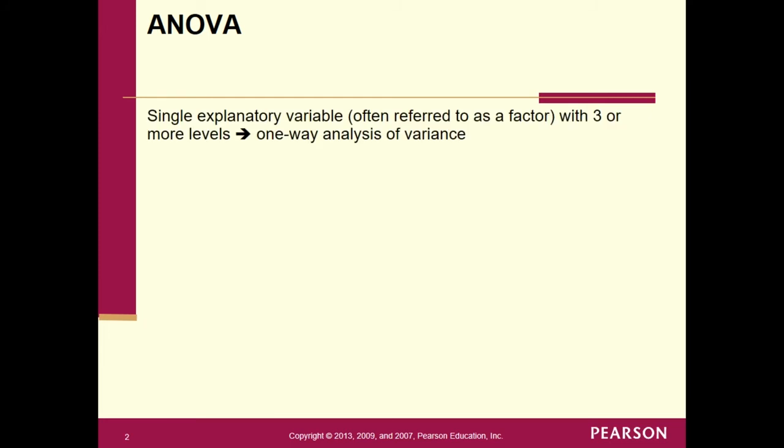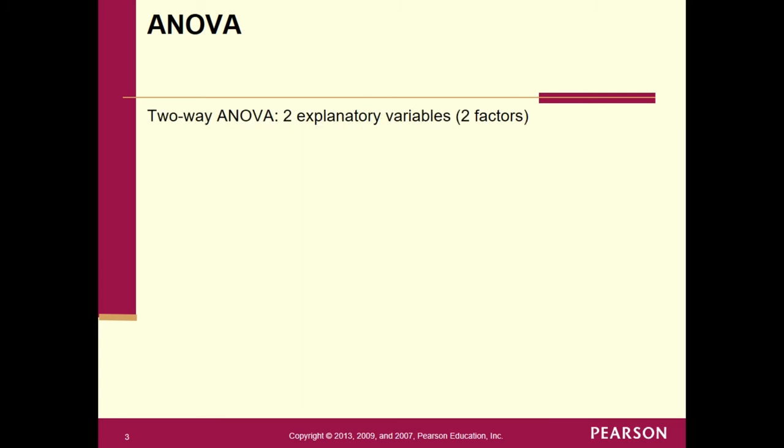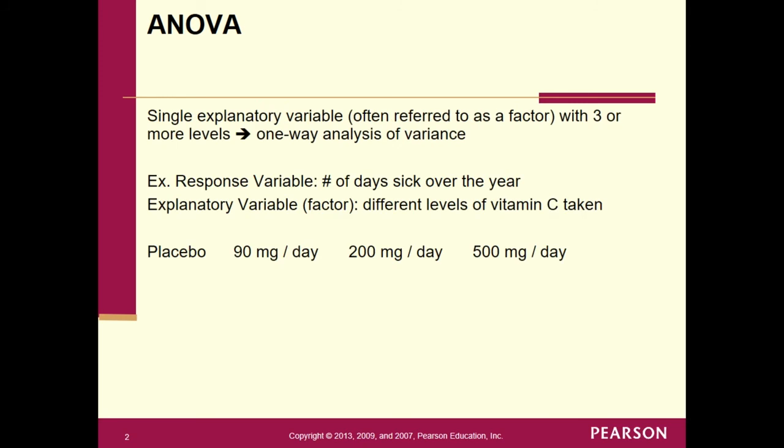So if you had one single explanatory variable, and in ANOVA, we often refer to this as a factor with three or more levels, we're doing a one-way analysis of variance. One way meaning we just have a single explanatory variable. So maybe, for example, we have our response variable, the number of sick days over the course of a year that employees take. And then we have an explanatory variable, that'll be our factor, different levels of vitamin C taken. So we have a placebo, 90 milligrams, 200, 500 per day, all right? So that would be a one-way ANOVA because we just had one explanatory variable.